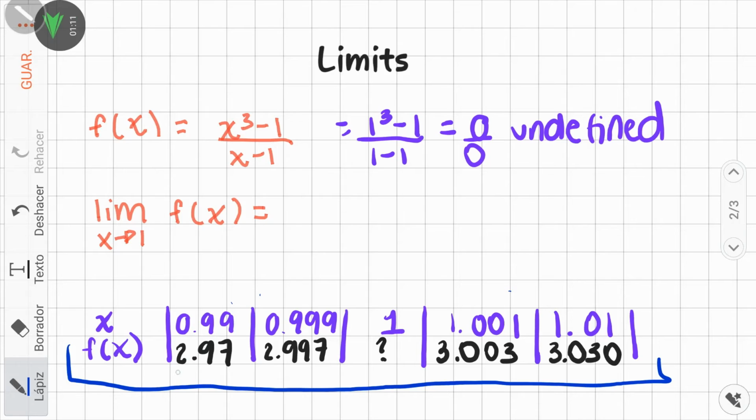So in this case, these numbers are 2.97, 2.997, and in the right side, 3.003, 3.030. So notice how all those numbers are getting slightly near to one value, and that value is 3. So the limit as x approaches 1 of x to the third power minus 1 over x minus 1 is 3. This is quite a long process, and there is an even easier process that requires algebra, and that's what I will teach you right now.